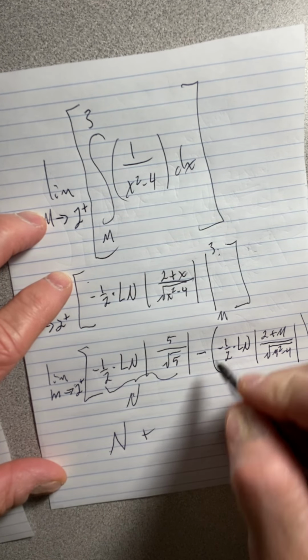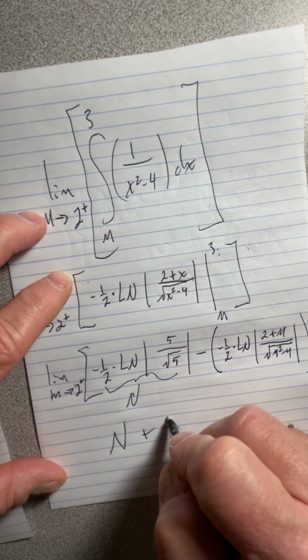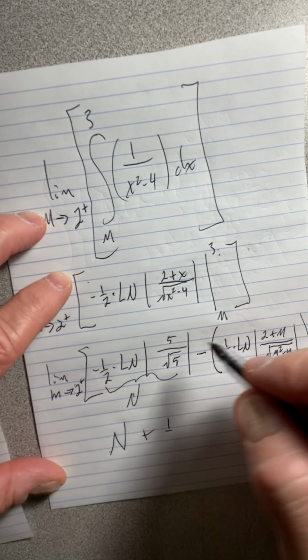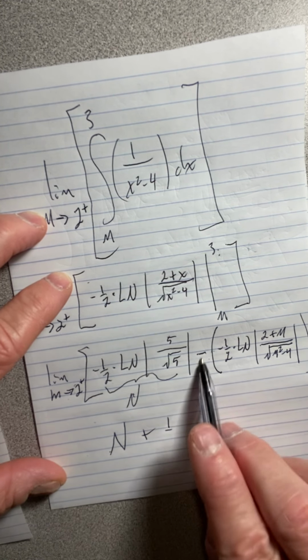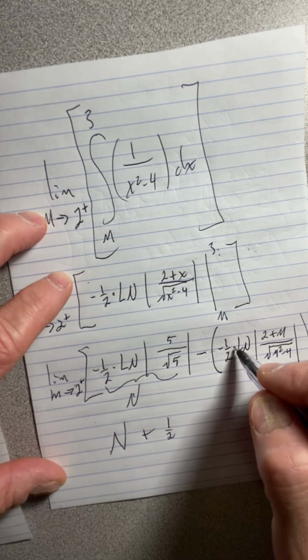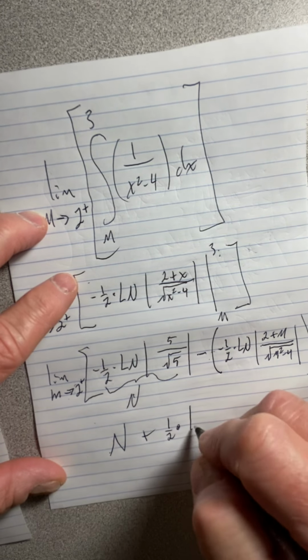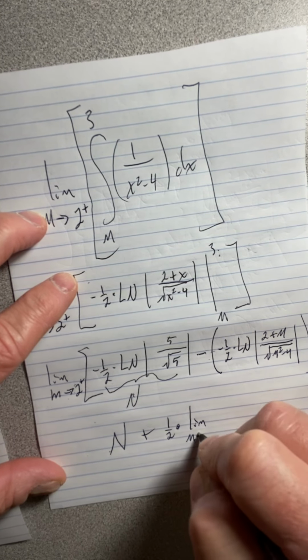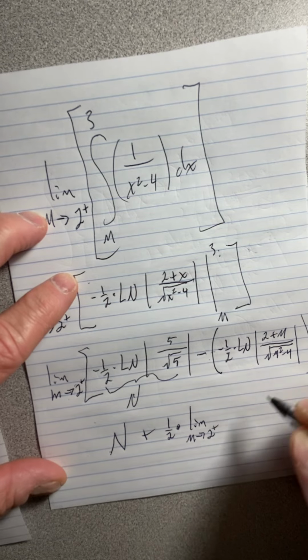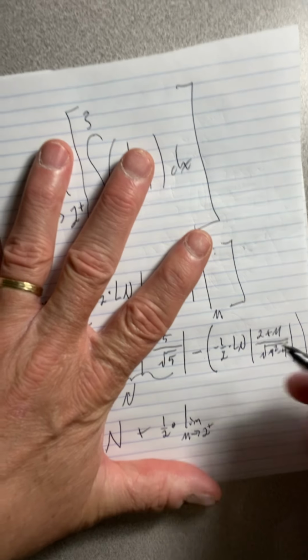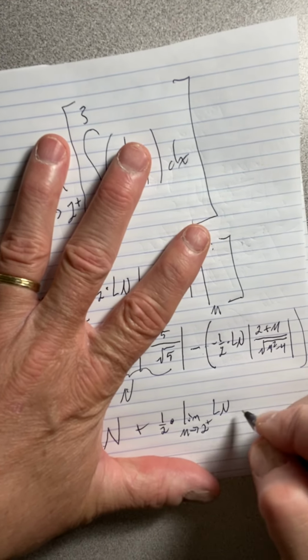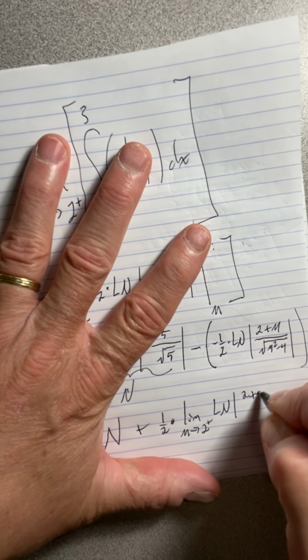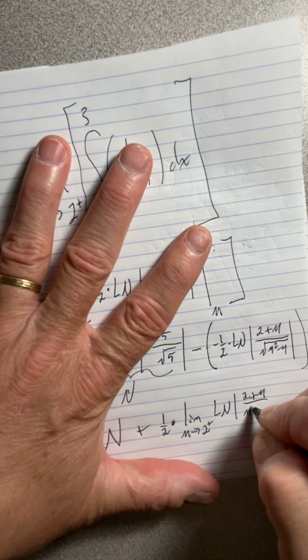Plus, because of this double negative, and I'm busting up the limit, because you can bust up limits across plus signs. But you can kick out scalar multiples, so I'm kicking out the half. And I have the limit as m goes to 2 from the right of this function whose variable is m. So it all comes down to what is the behavior of this function here.